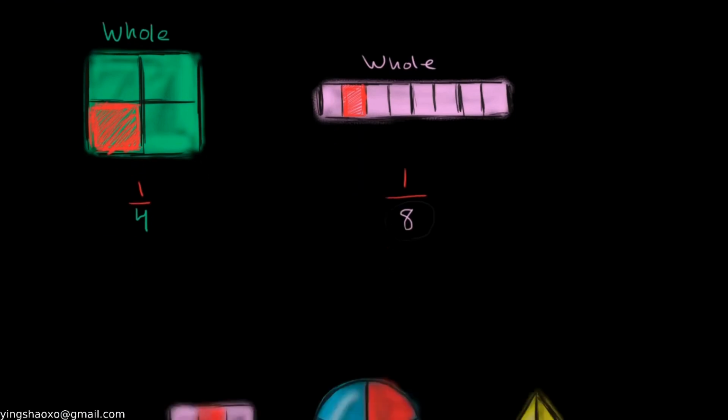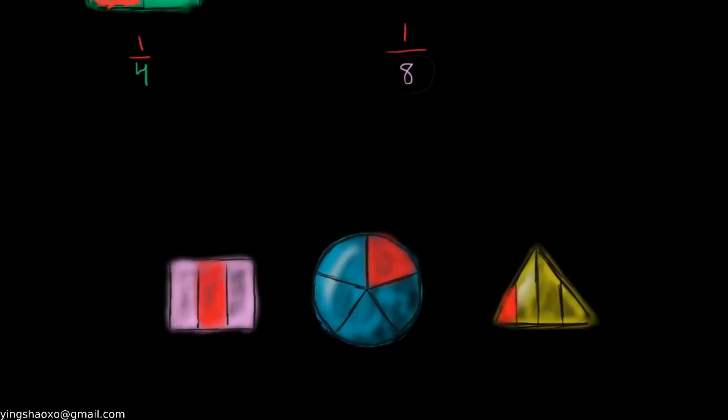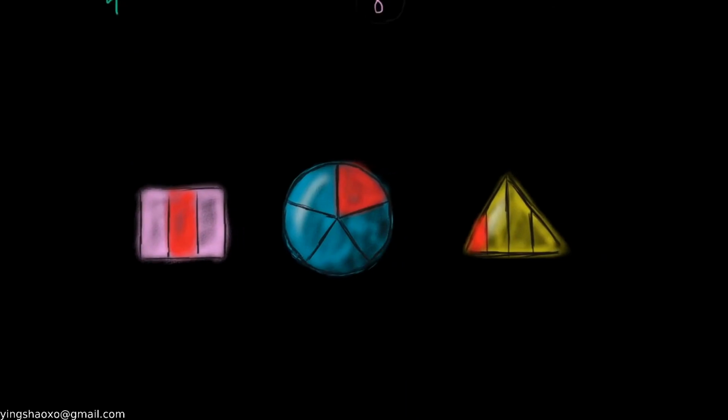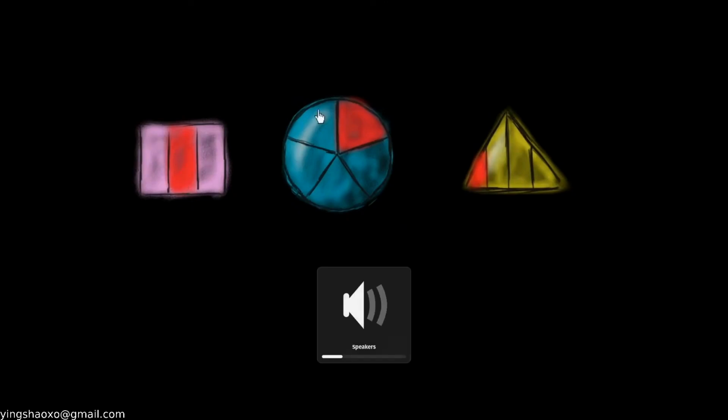Now let's look at a few more examples where I've shaded them in ahead of time. What I want you to do right now is pause the video and either in your head or on a piece of paper, write down: if you consider this purple thing the whole, what fraction does this red part represent? If you consider this blue part the whole, what fraction does this red part represent? If you view this yellow triangle as a whole, what fraction does this red part represent? I encourage you to pause the video now.